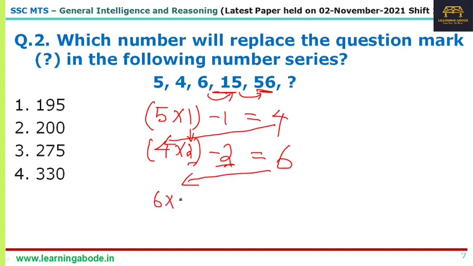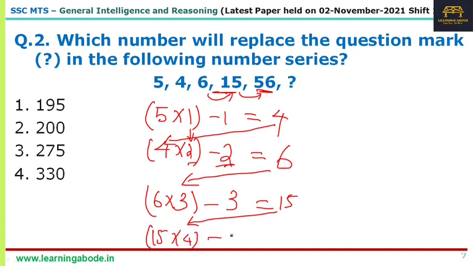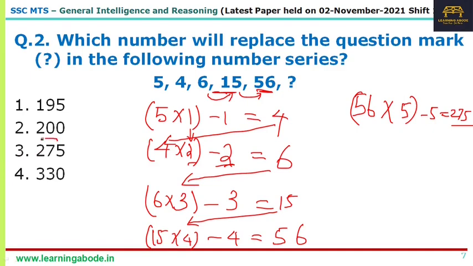Now 6, pull it down here. So 6 into 3, after 1, 2, next is 3, that's 18, minus the same 3, that's 15. Now 15, you pull it down here. So 15 into 4 minus 4, that's 56. So next, 56 into 5, that's 280, minus 5, that's 275. Now that's there in the answer choices, answer option 3. So question number 2, the answer is option 3, 275.